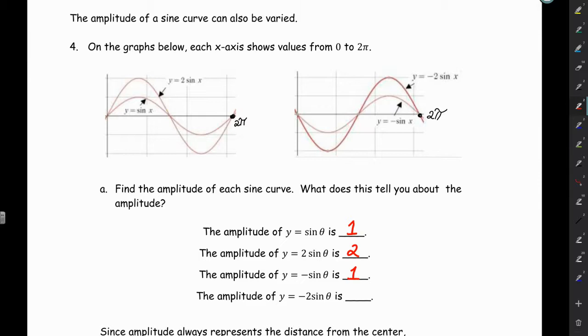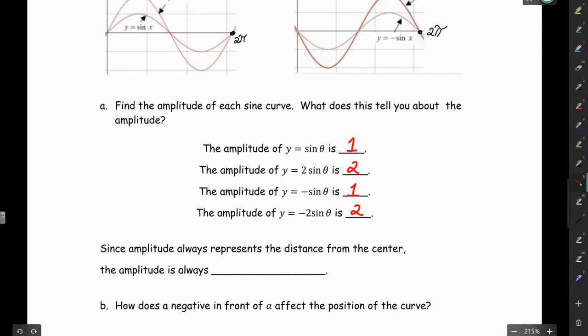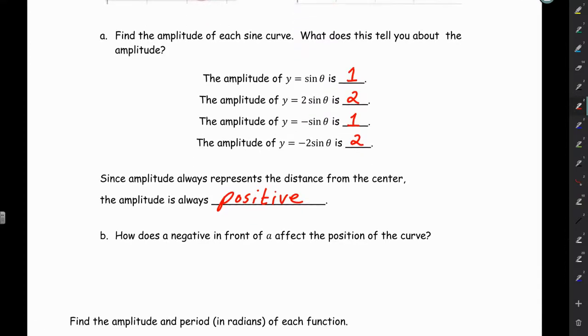And then the last one is, what's the amplitude of negative 2 sine theta? So here's negative 2 sine theta. What's the distance from the center? Here's the center. We go up 2 and we go down 2. So the amplitude of that is 2. Since amplitude always represents the distance from the center, and I can't say that enough, I'm repeating it a lot because it's a really important concept, the amplitude is always positive. How does a negative in front of A affect the position of the curve? Well, the negative means that it's going to reflect over the x-axis.